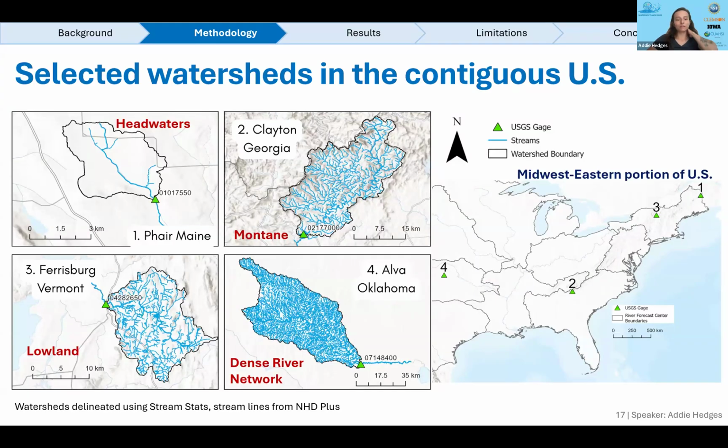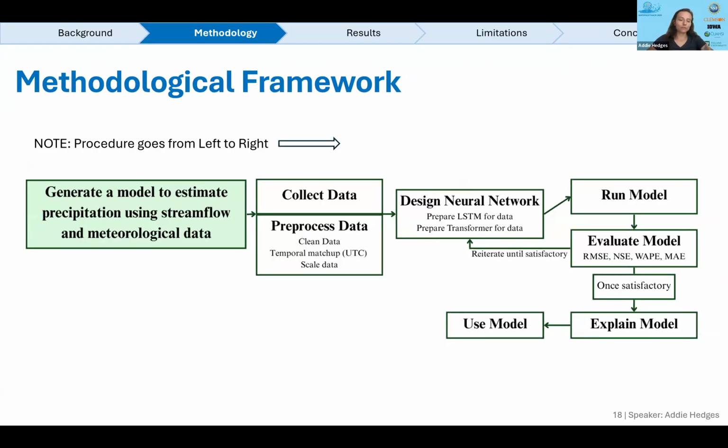They all have different attributes and are different sizes. We have a headwaters watershed in Maine, a montane watershed in Georgia, and a lowland watershed in Vermont that goes out into Lake Champlain, as well as a pretty dense and large watershed in Oklahoma. So those are our study areas.